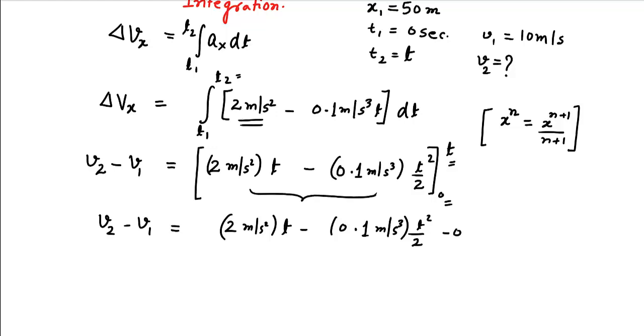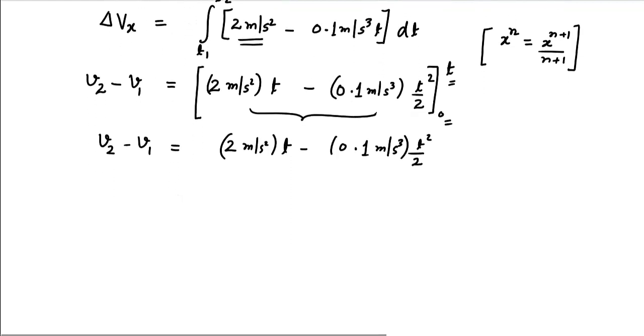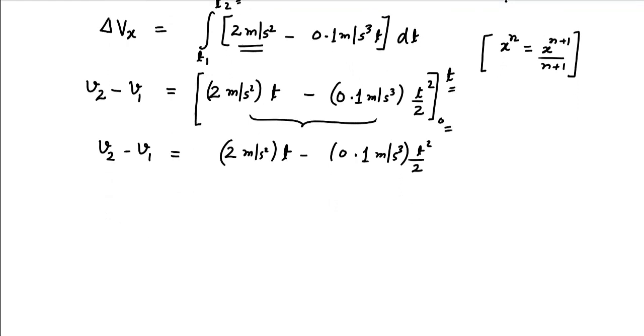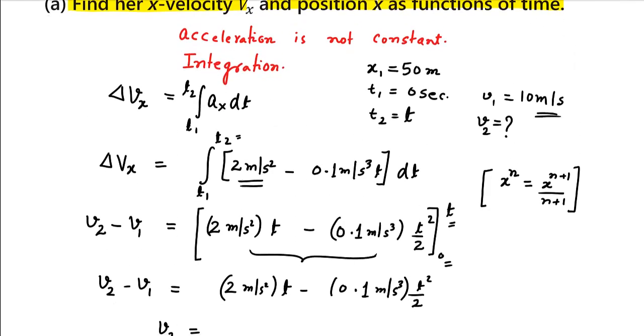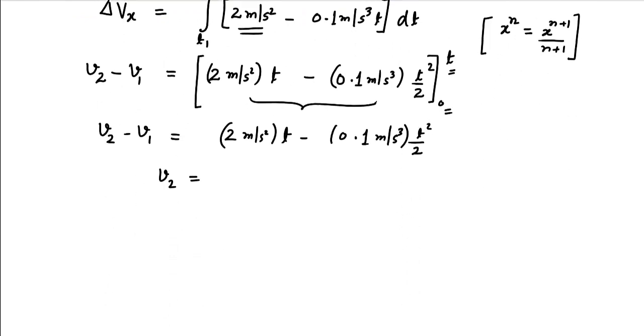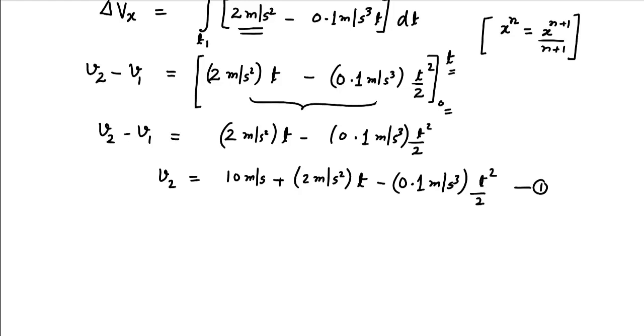So this minus 0 has no meaning basically, so there is no need to subtract 0. Now I know velocity as a function of time, that is v2 is equal to v1 plus, and v1 I know. What is v1? That is 10 meter per second. So I can plug this value: 10 meter per second plus 2 meter per second square times t minus 0.1 meter per second cube t square divided by 2. So this is the expression of velocity at any point of time.